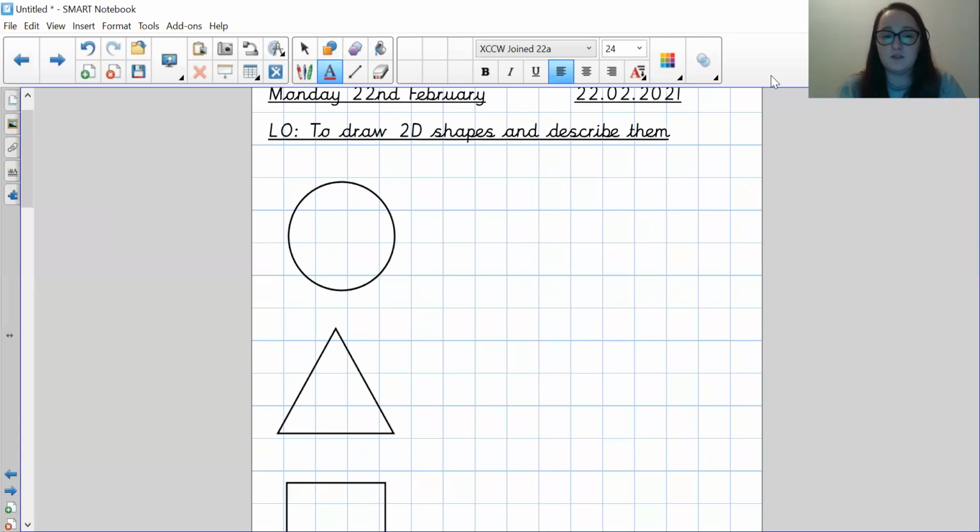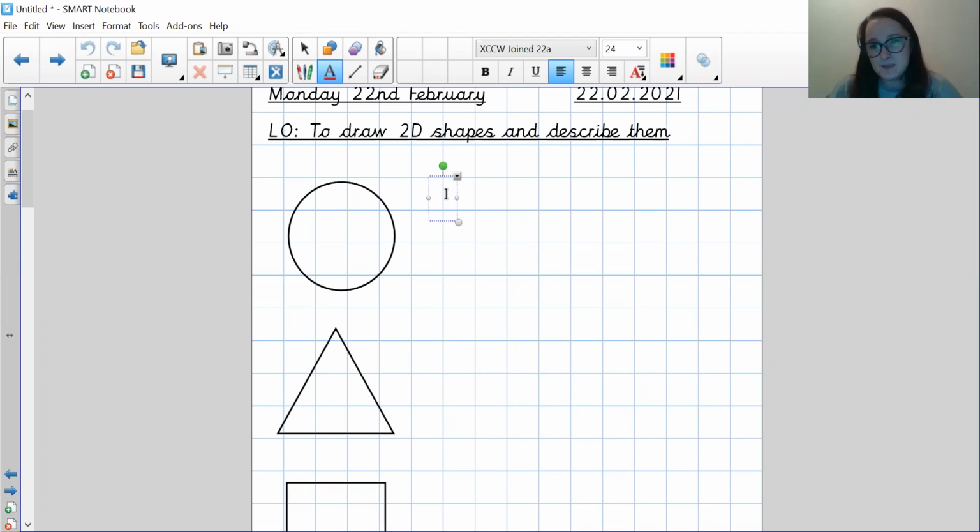So here we are, here are our shapes, and we're just going to quickly go through them and label some of the properties. Now, I'm not going to do all of them because some of these shapes you have today, and that would be cheating, wouldn't it? So, first of all, this one. What shape is this, superstars?